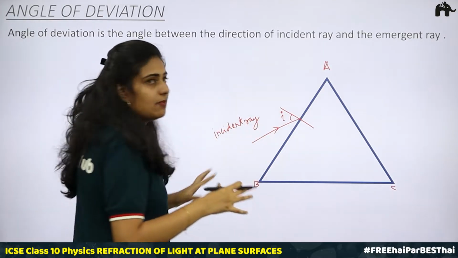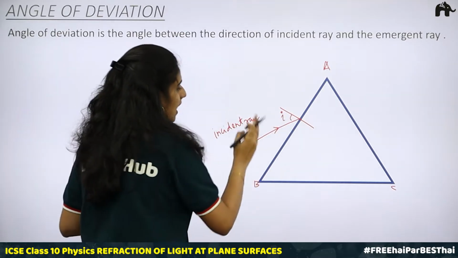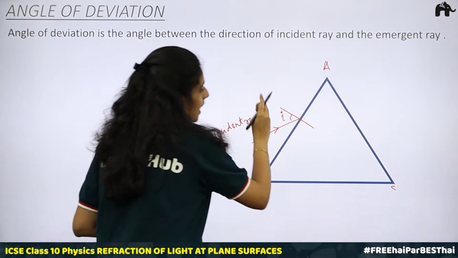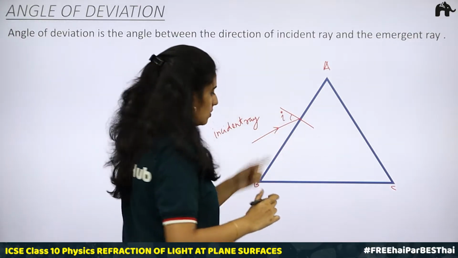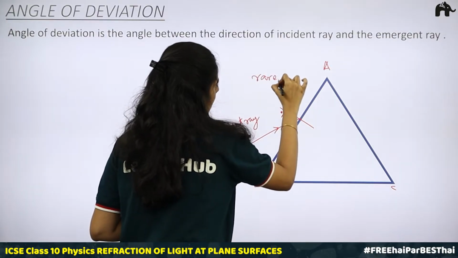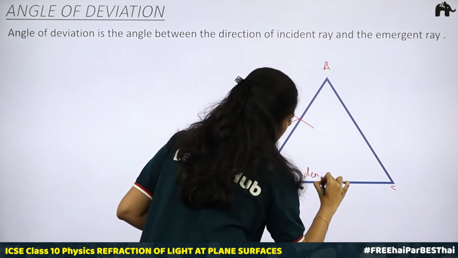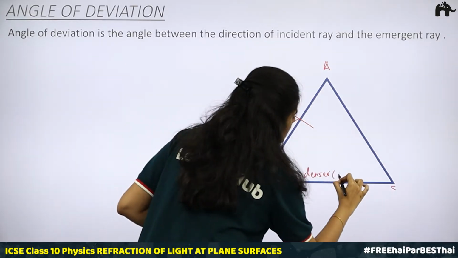In case of glass slab, we have discussed all this. Okay. So, this is your angle of incidence. Now, the light ray is going from a rarer medium to a denser medium. So, this prism is made up of a glass. Okay. So, this is a denser medium. This is a rarer medium. Rarer medium to a denser medium. Here we have air and this is glass.